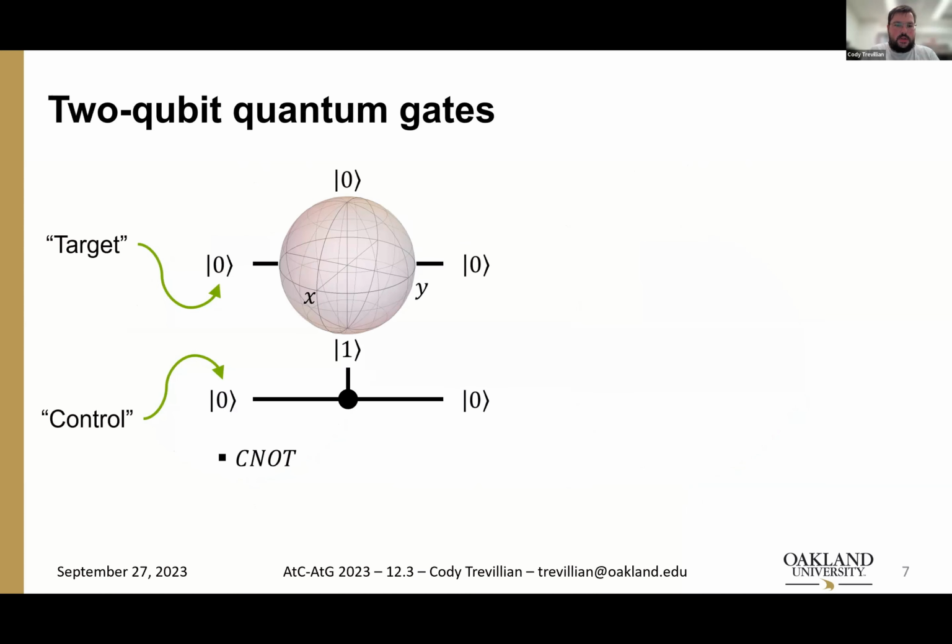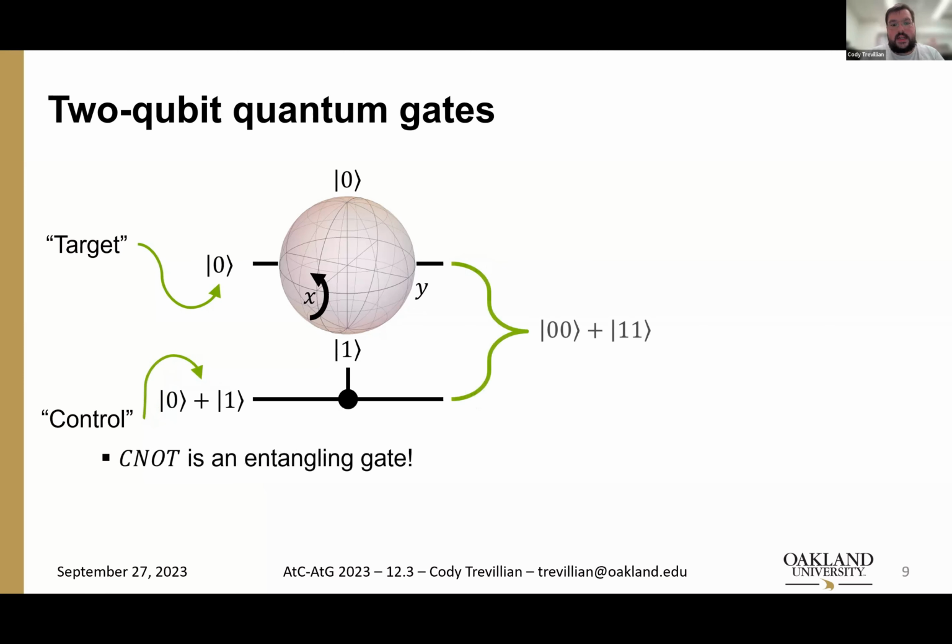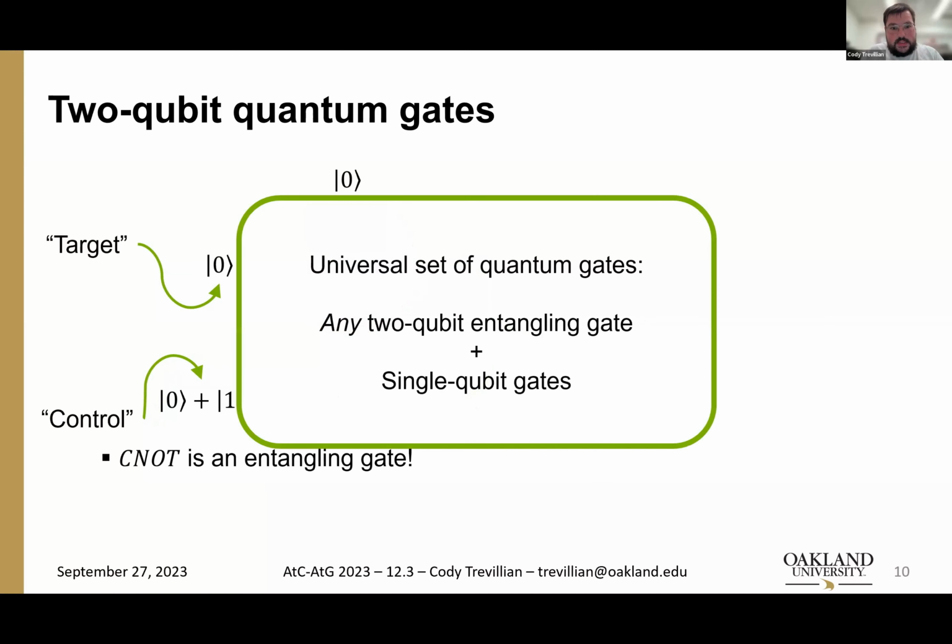The state of the control dictates whether or not the single qubit rotation is applied to the target. If it's in 0, nothing happens. If it's in 1, then in this case, I'm enacting an X gate, and I'm showing a C0 gate because this is an entangling gate. The reason for this is that you can form any universal set of quantum gates. That is, you can describe any quantum operation with just a set of single qubit gates and any two qubit entangling gate.